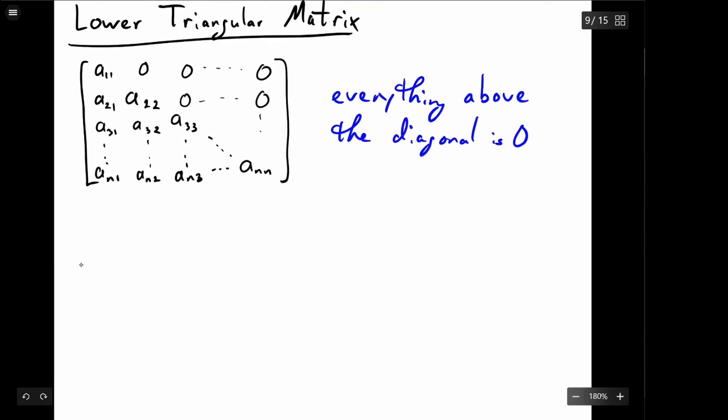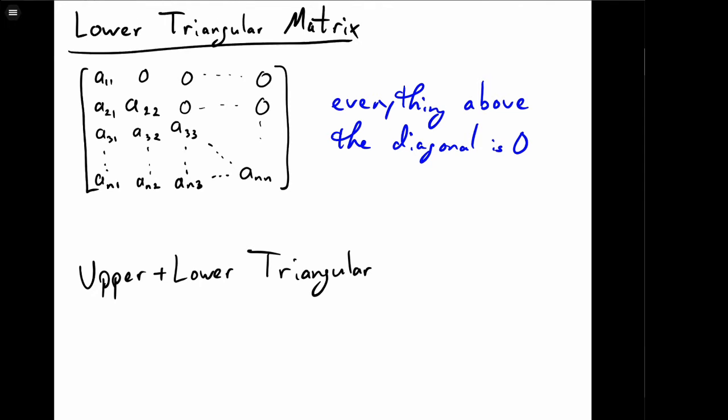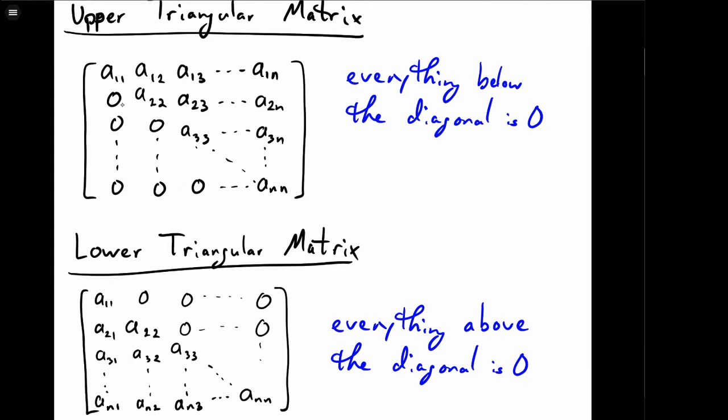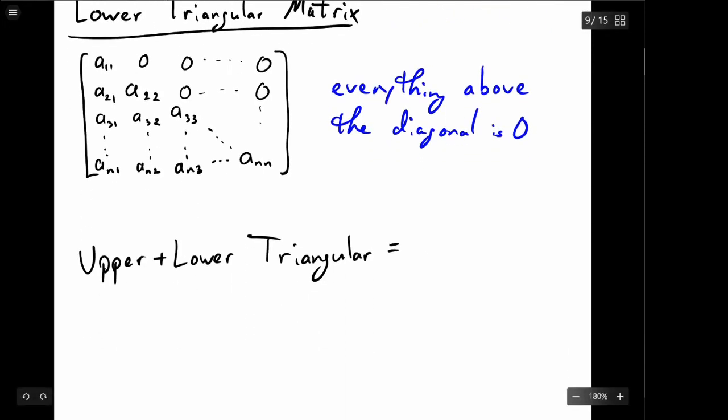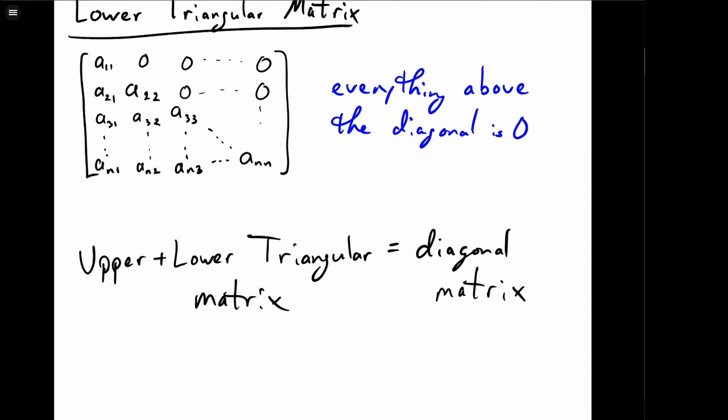By the way, what if something is upper and lower triangular at the same time? Everything below the diagonal has to be zero, and everything above. Well, if you look carefully, that's exactly what a diagonal matrix is. If everything above the diagonal is zero and everything below the diagonal is zero, then only things on the diagonal can be non-zero, and that's precisely what a diagonal matrix is. These types of matrices will be really simple to take the determinant of.